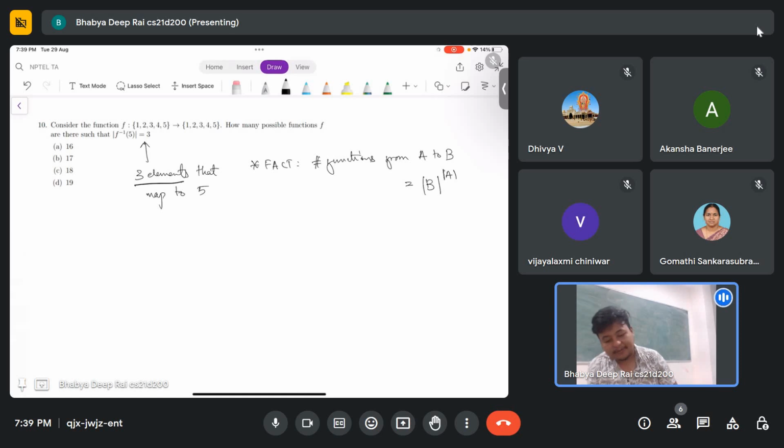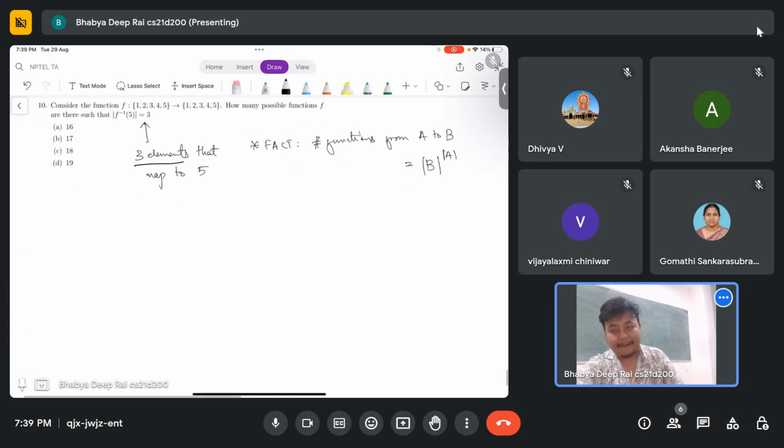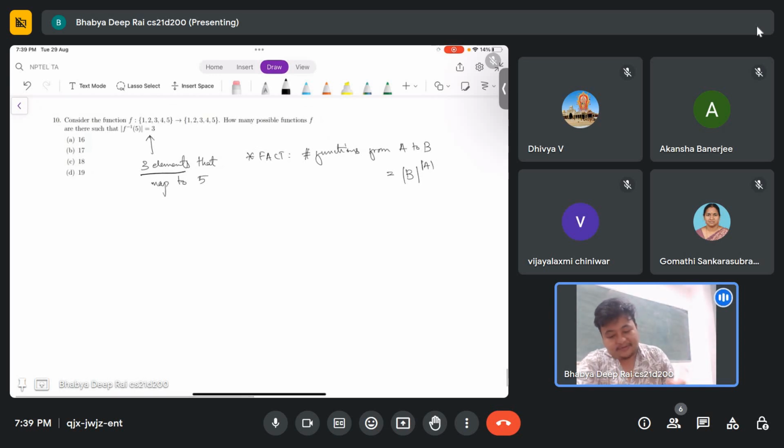So this is more of a counting question. Let me show it diagrammatically. 1, 2, 3, 4, 5. 1, 2, 3, 4, 5.